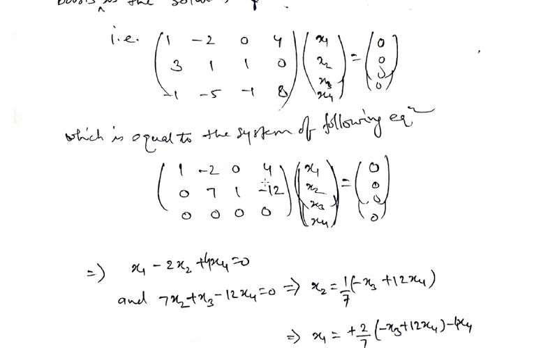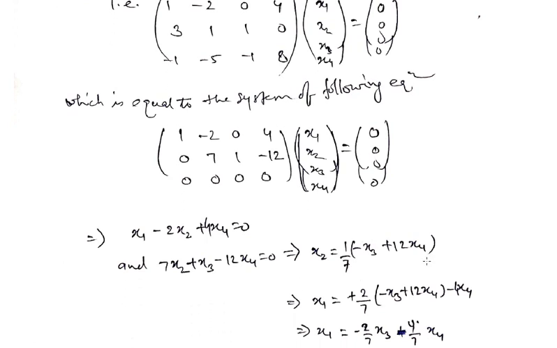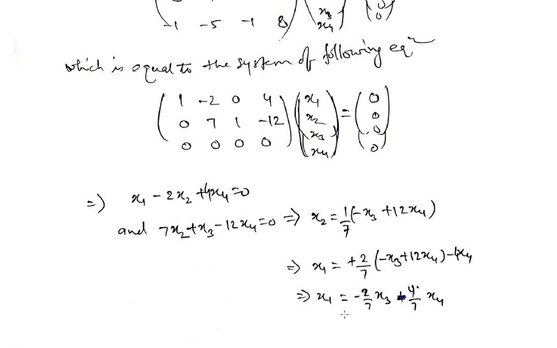So we get the equations: x1 minus 2x2 plus 4x4 equals 0, and 7x2 plus x3 minus 12x4 equals 0. From the second equation, we obtain x2 = (1/7)(−x3 + 12x4). Putting this value of x2 in the previous equation, we get x1 = −(2/7)x3 − (4/7)x4.